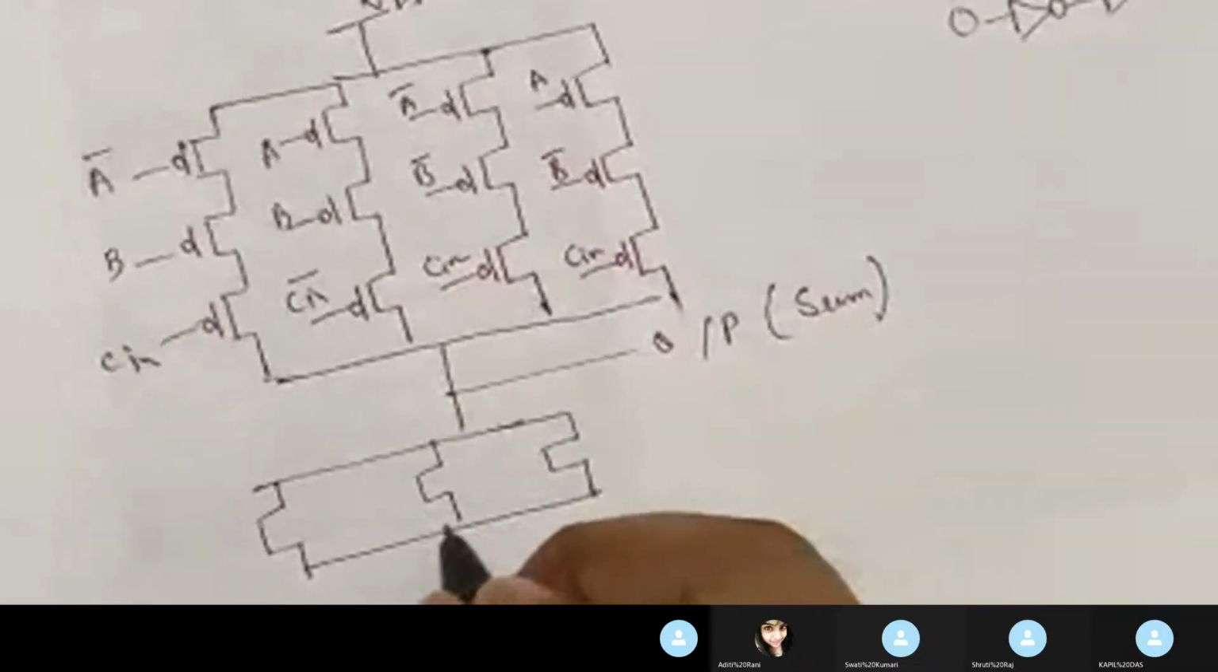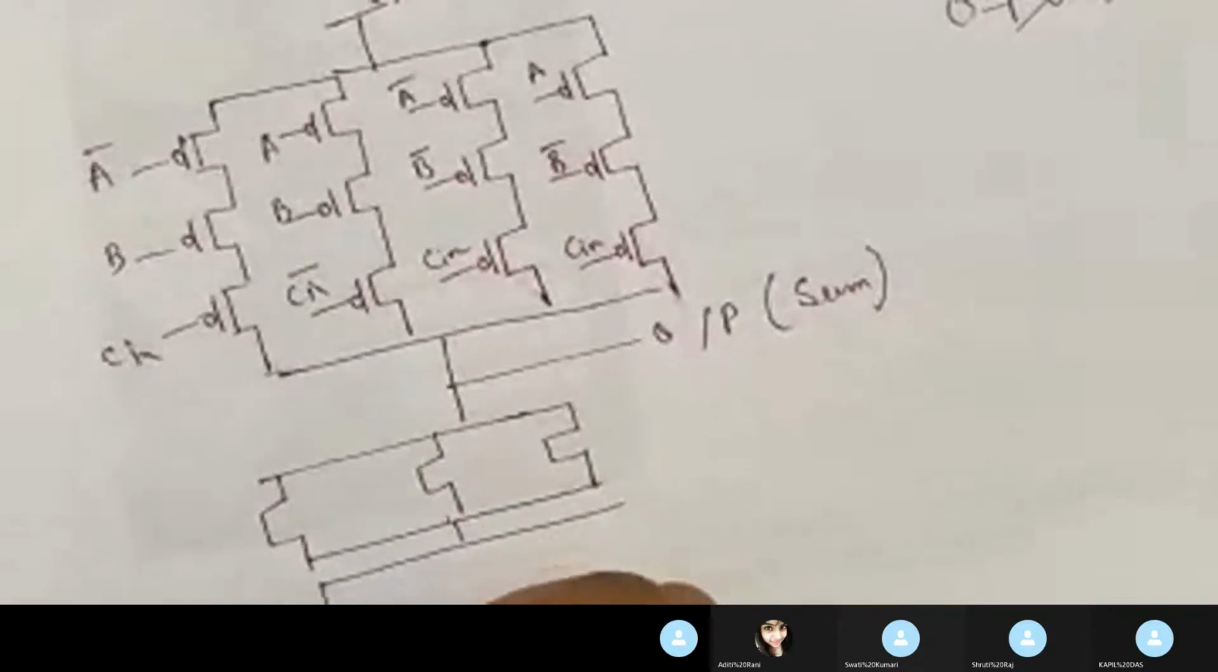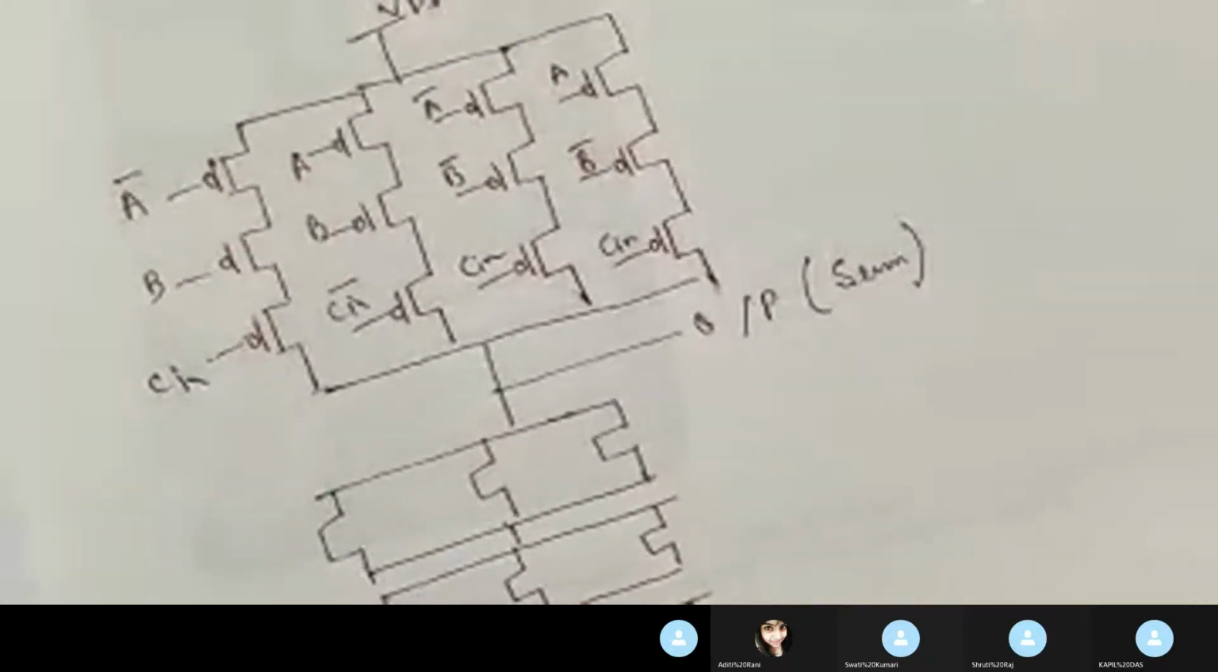तो छोटा करके ड्रॉ करते हैं. A bar B C in, A B C in, A bar B bar C in. Last one is my A B bar and C in.